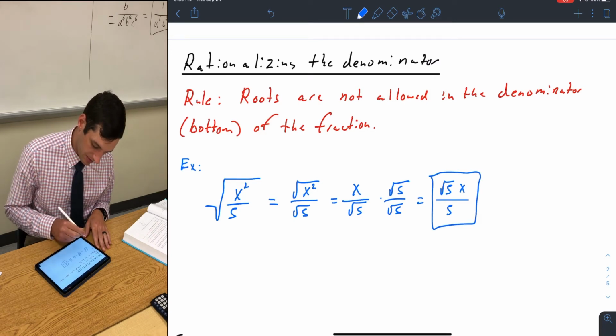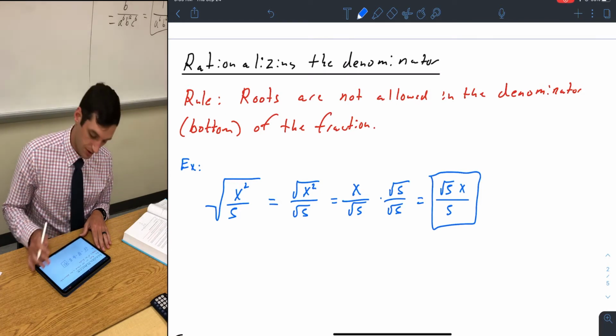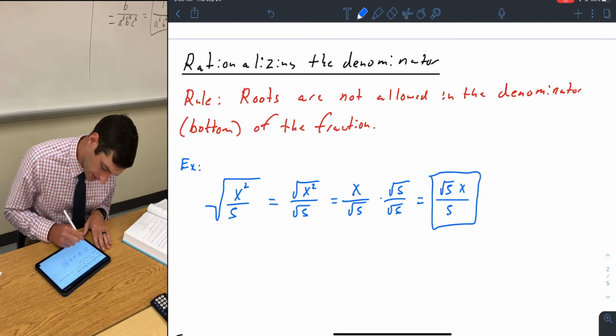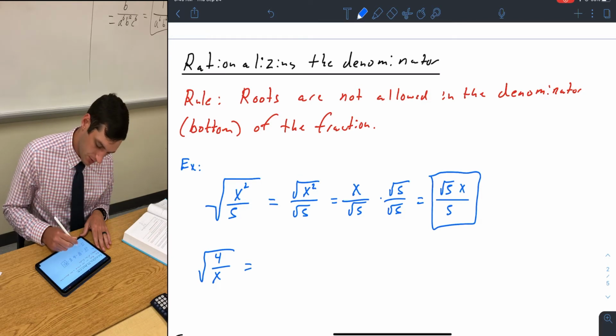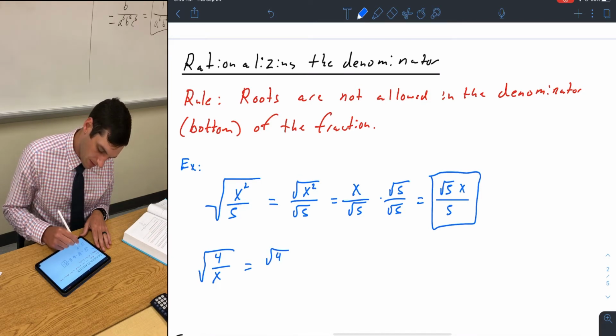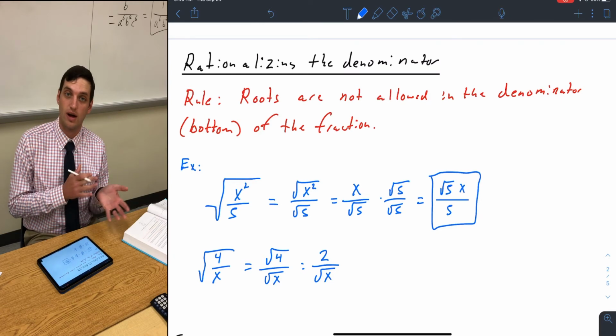Let me do another example to show you why you would want to do this. Okay, so let's say that we have the square root of 4 on the top, and then we'll have an x on the bottom. So this is going to be the square root of 4 over the square root of x. The square root of 4 is 2. The square root of x is a square root of x. We don't know what the square root of x is.